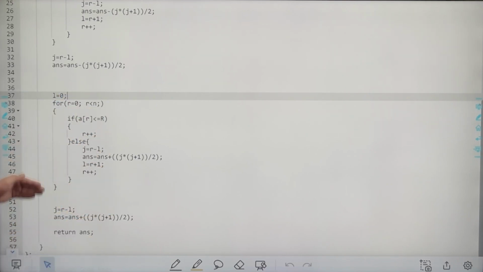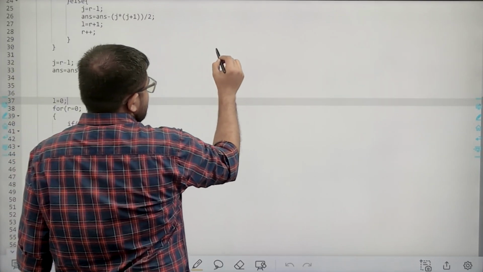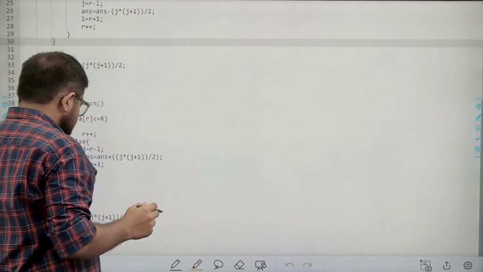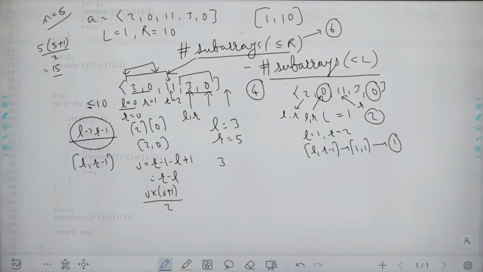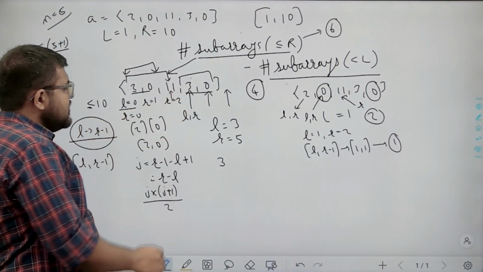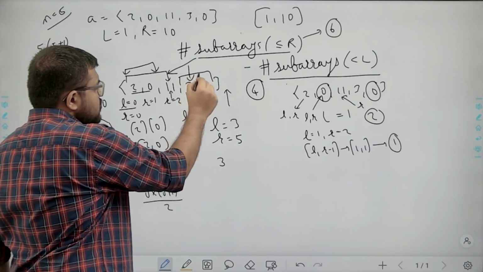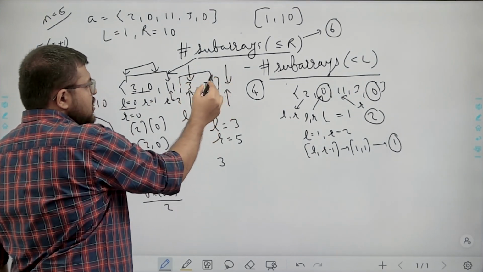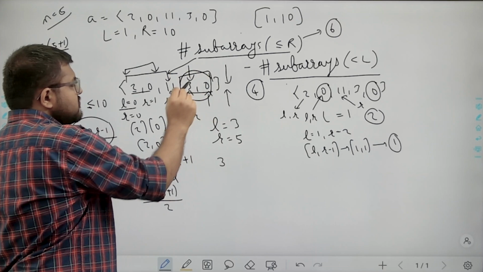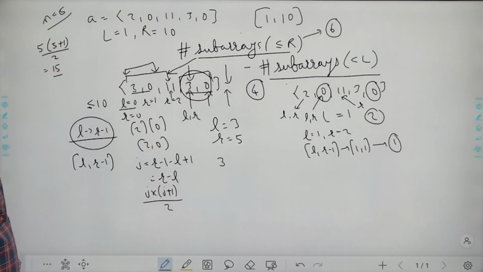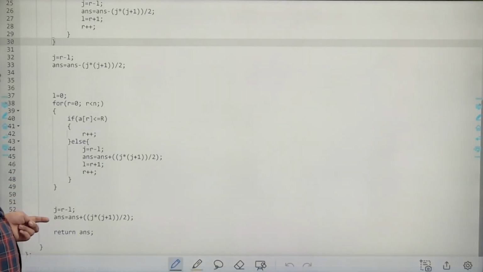Also, after I come out of the loop, I again calculate J equals R minus L and answer equals answer plus this. Why? Because as we saw in the last example, when we came out of the loop, my L was pointing here and R was here. So the subarrays due to this needed to be added to the answer. Okay, so I add it to the answer.